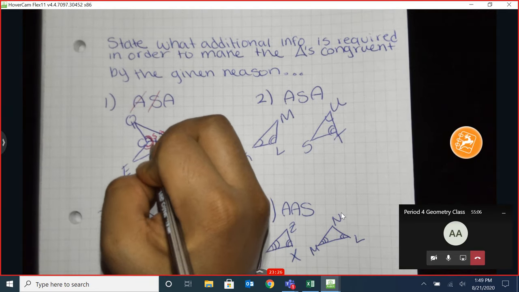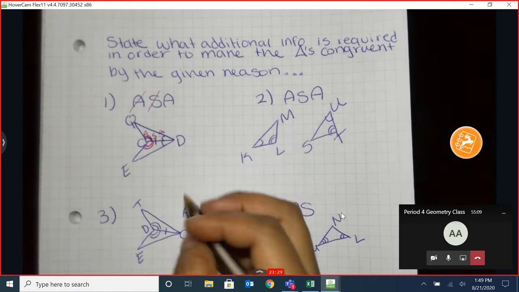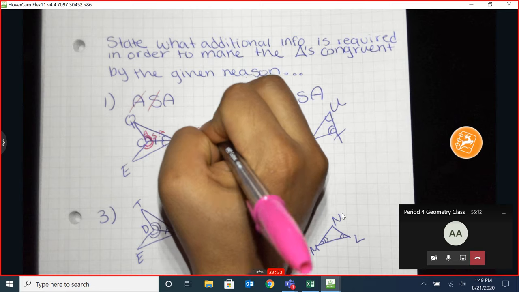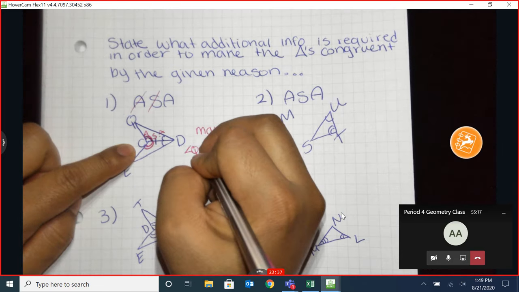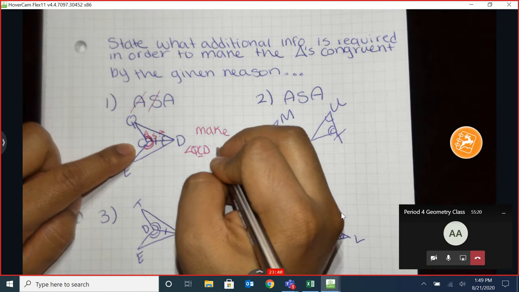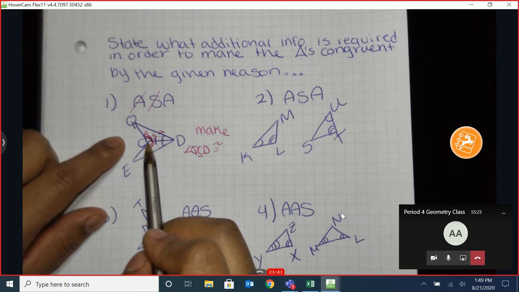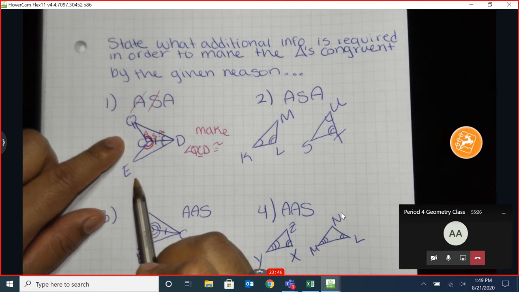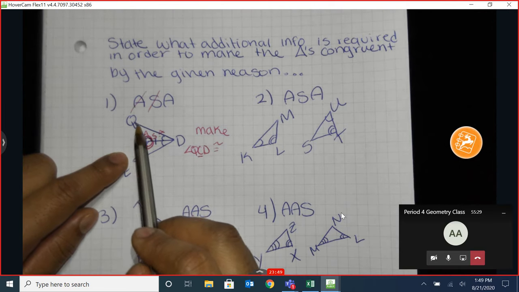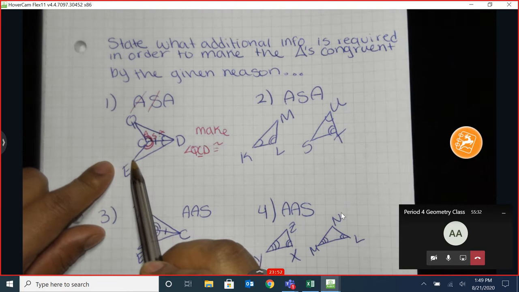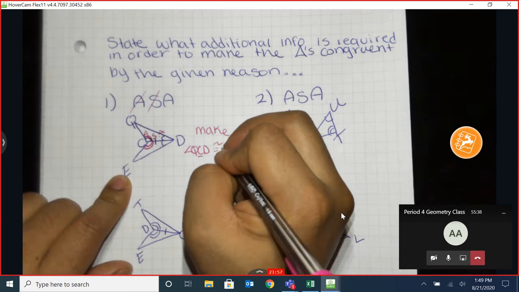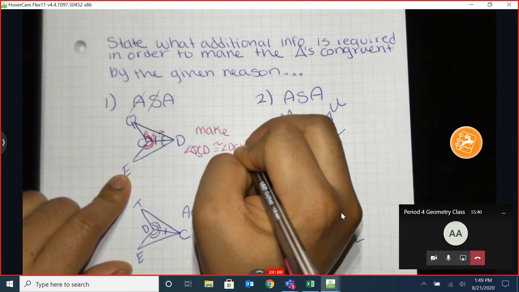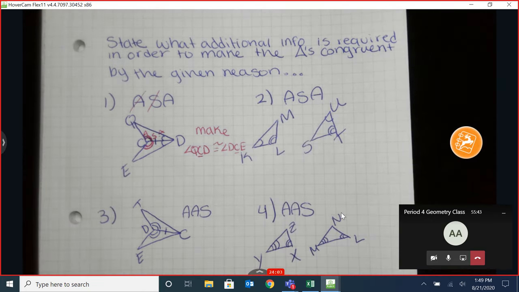So in order for this to be angle, side, angle, I have to make angle QCD. The reason why I'm using that instead of just saying one letter is because C is being shared by both triangles, so we have to identify, are we talking about the angle C at the top, or at the bottom? QCD is the top one, DCE is the bottom one. Notice that C is still in the middle. That's the angle that we're referring to.